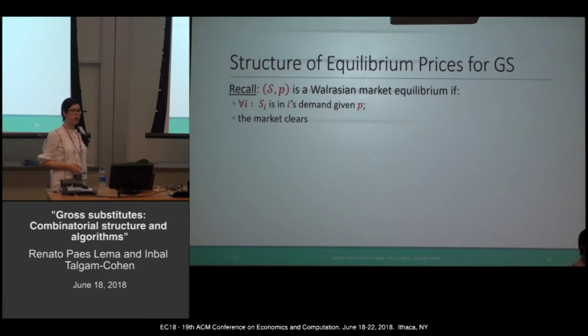Okay, so we're talking about the equilibrium prices. Remember that this is what the equilibrium looks like. It's a pair of allocation and prices, such that for every one of the buyers, given the prices, they're allocated something in their demand, and that the market clears.